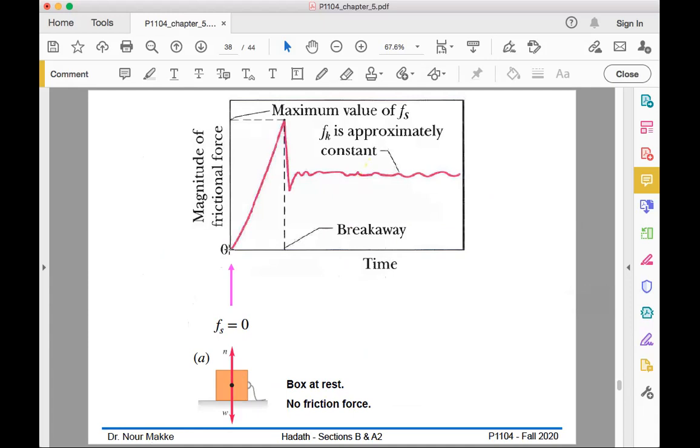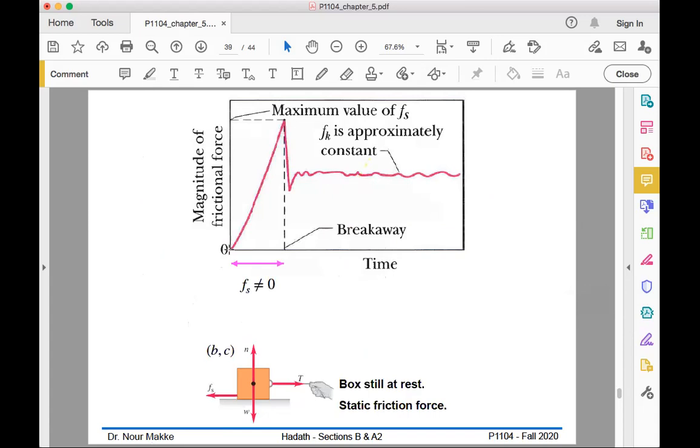There is no friction force. Fs is equal to 0. Now let's go to the case where we started pulling the box.